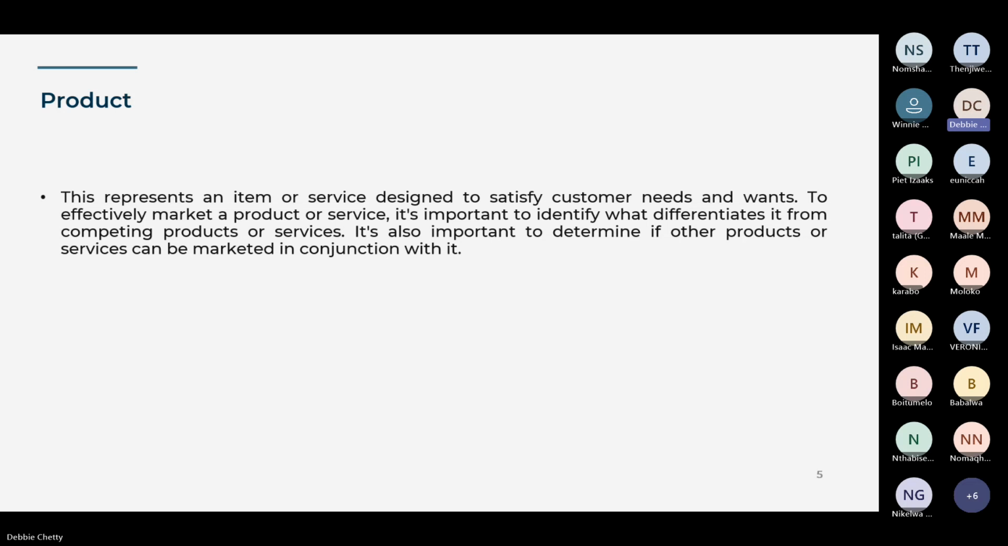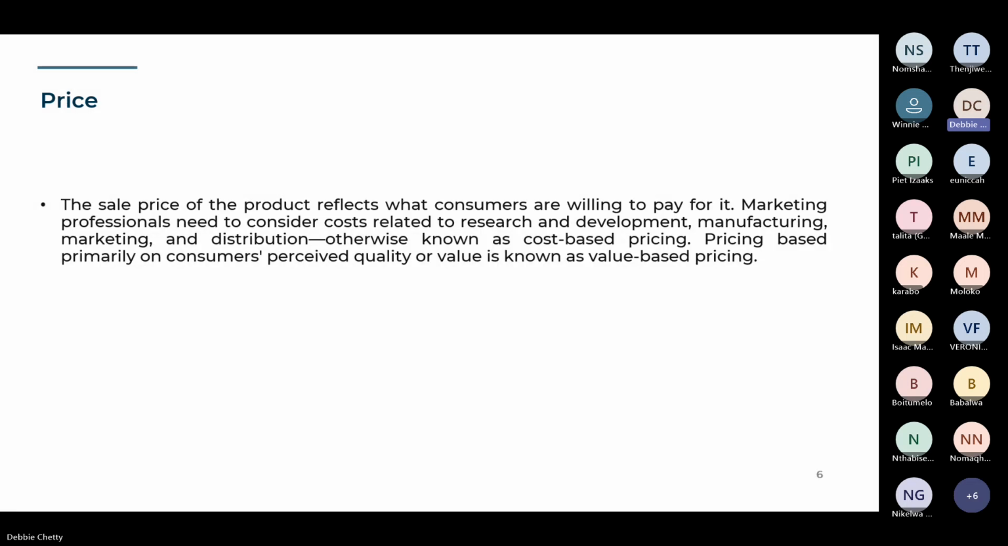So when we say product, right, I don't want you guys to get confused. When we say product, it also refers to your services. Product is named as one of the 4 Ps, but it also includes your services with it. So whatever the business is offering, whether a product or a service, it falls under the product P of the marketing mix.